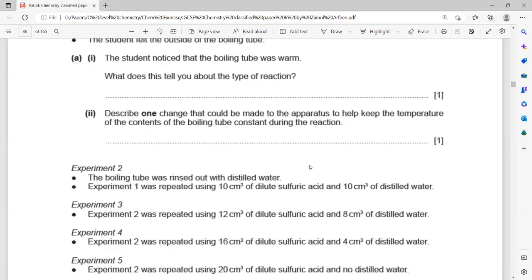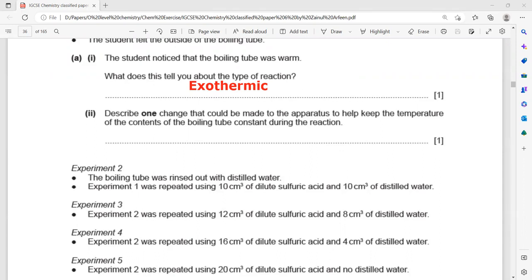Then describe one change that could be made to the apparatus to help keep the temperature of the contents of the tube constant. We can use a thermostatically controlled water bath. If you want to maintain a temperature, the water bath is the best, like thermostatic temperature control. It's a simple name for a water bath. So use a water bath.